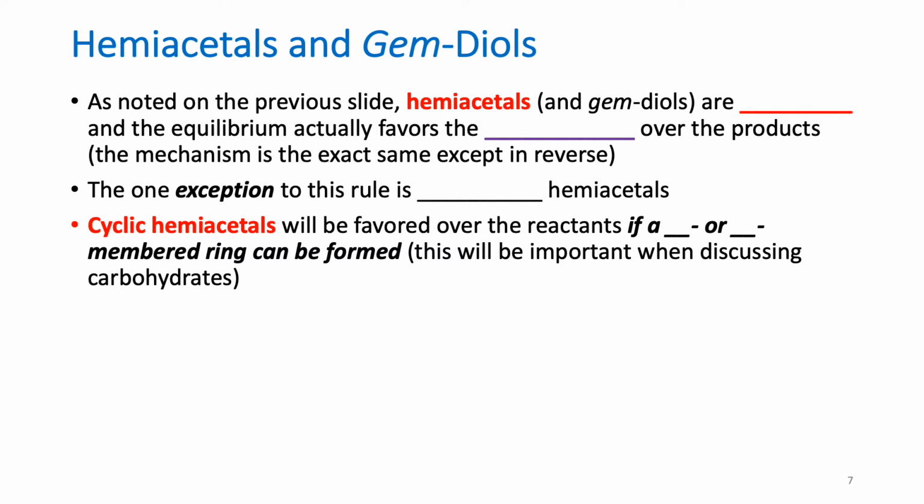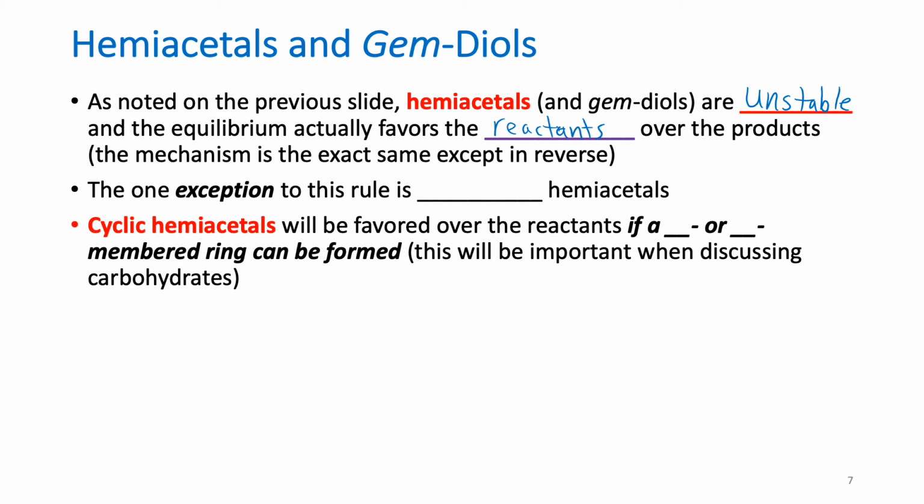As noted on the previous slide, hemiacetals and geminal diols are typically unstable. Okay, they're unstable. And the equilibrium actually favors the reactants over the products. And you say, Dr. Morris, why'd you teach us this in the first place if it's not even going to form the products that you told me? Well, I'm going to show you a little bit more detail behind the reaction and how you can actually get it to work. Okay, and so this is going to delve back into general chemistry as we discuss matters such as Le Chatelier's principle and whatnot.